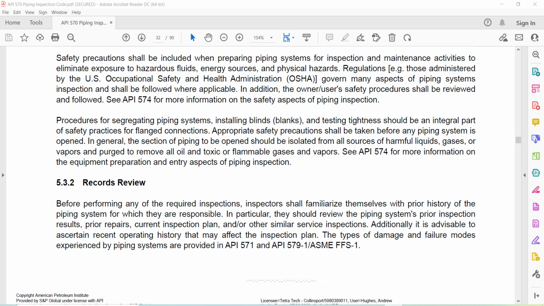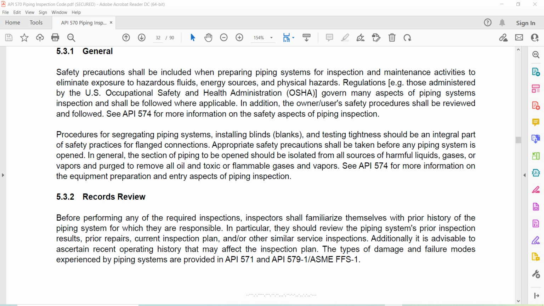5.3.2 Records Review. Before performing any required inspection, inspectors shall familiarize themselves with the prior history of the piping system for which they are responsible. In particular, they should review the piping system prior inspection results, prior repairs, current inspection plans, or other similar service inspections. Additionally, it is advisable to ascertain recent operating history that may affect the inspection plan. The types of damage and failure modes experienced by piping systems are provided in API 571 and API 579-1.